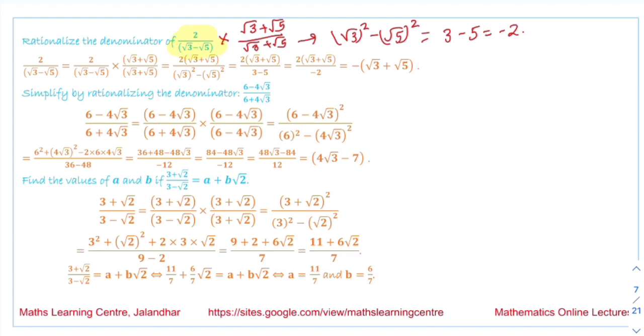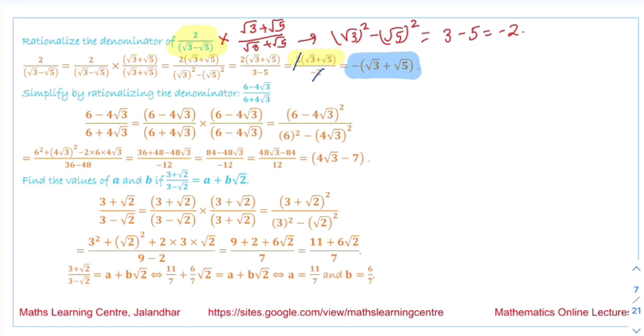And the numerator is 2 into square root of 3 plus square root of 5. This 2 gets cancelled over here, and the answer we are left with is minus square root of 3 plus square root of 5.